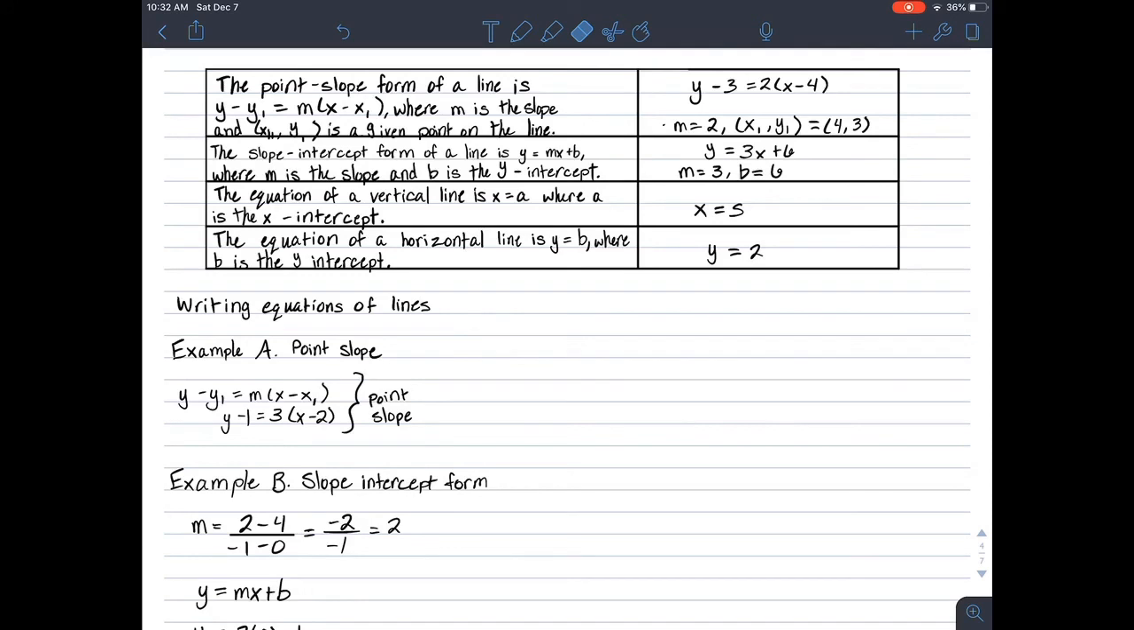The slope-intercept form of a line is y equals mx plus b, where m is the slope and b is the y-intercept. Y equals 3x plus 6, so m equals 3 and b equals 6. The equation of a vertical line is x equals a, where a is the x-intercept, x equals 5. The equation of a horizontal line is y equals b, where b is the y-intercept, so y equals 2.